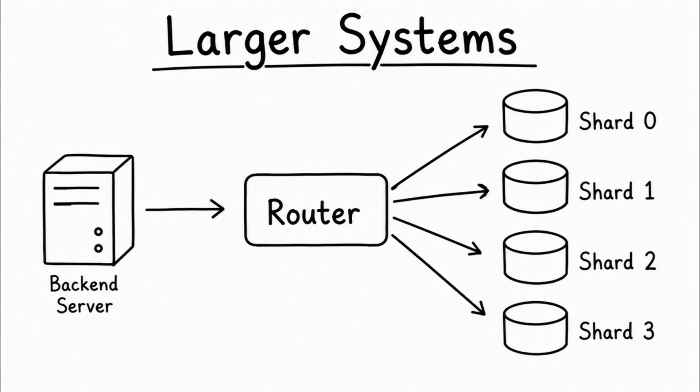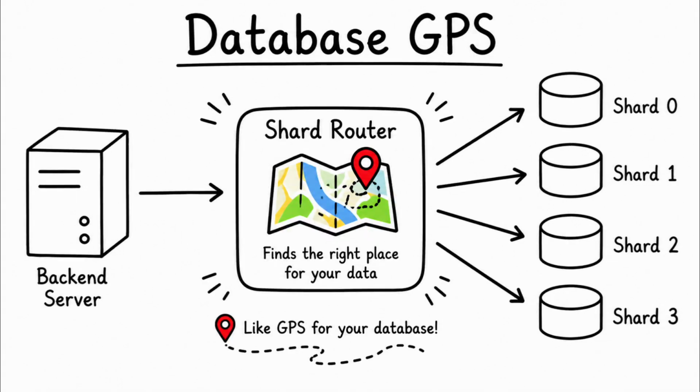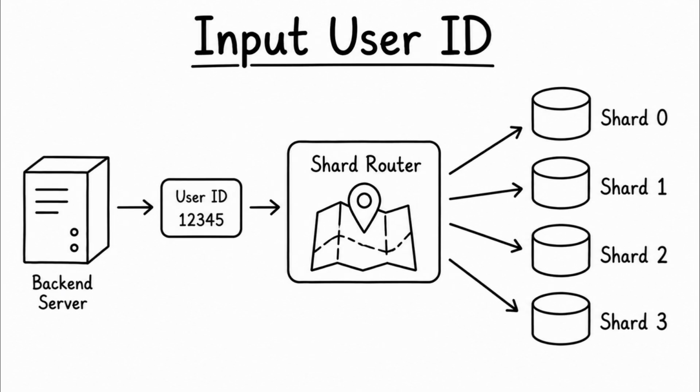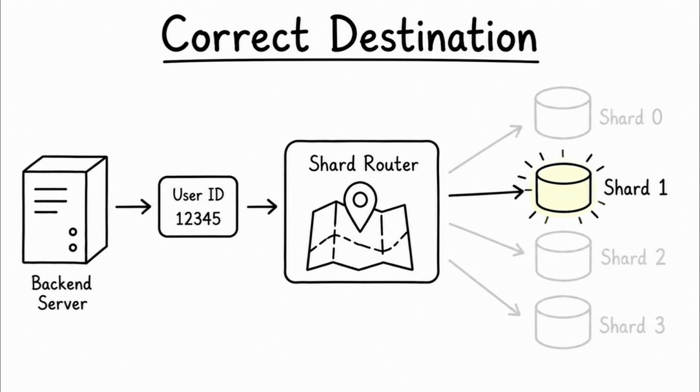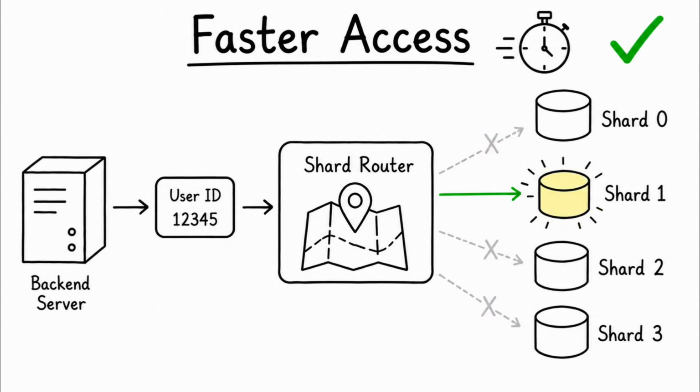Step 4. Shard router. In larger systems, there is often a dedicated component responsible for this job. It is called a shard router. Think of it like Google Maps for databases. You provide a user ID. The router tells you exactly which shard to visit. Instead of searching everywhere, the request is sent directly to the correct location. This saves huge amounts of time and resources.